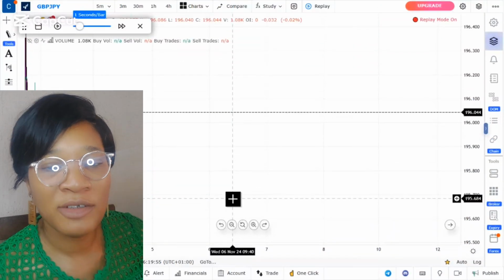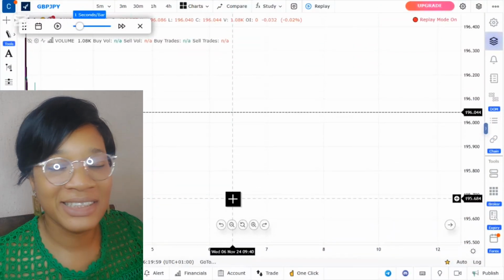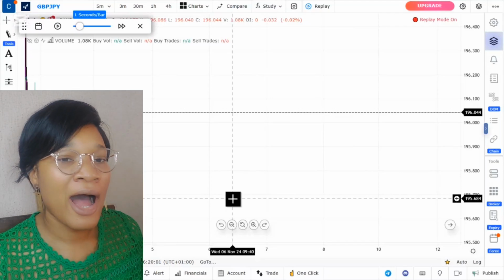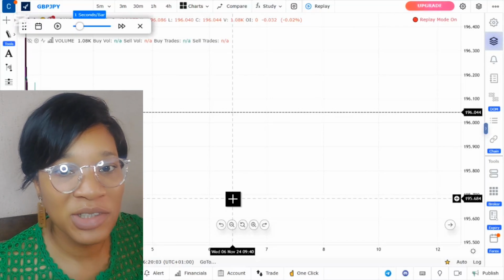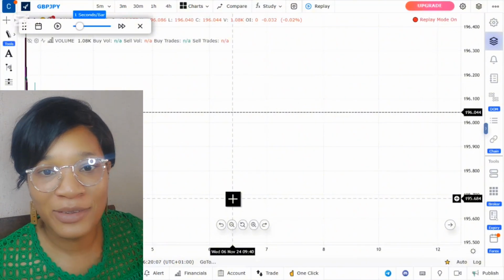You probably know about how to use change of character to know when the market is trying to reverse and change its trend completely. How about you use the same change of character as an entry model and see how it plays out?